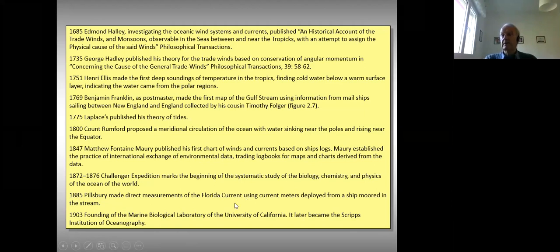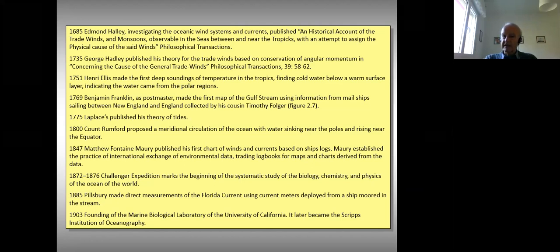You can see that at the end of the 19th century, the first direct measurements of the Florida Current, the strongest current in the world, were done in front of the Florida coast. The Florida Current makes part of the Gulf Stream. So you can see that the first measurements started where the signal in the ocean is the strongest. The Gulf Stream is the strongest current in the ocean. The wind is something that we feel.